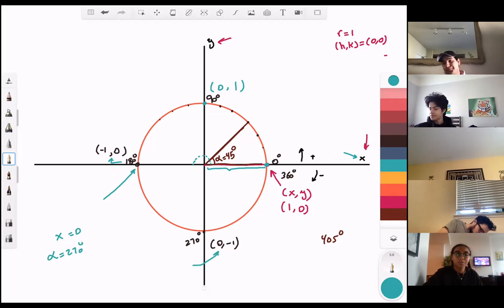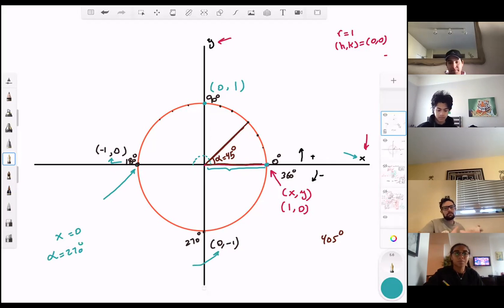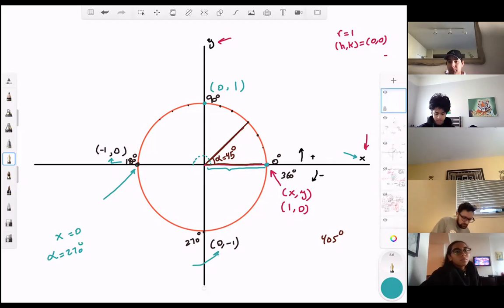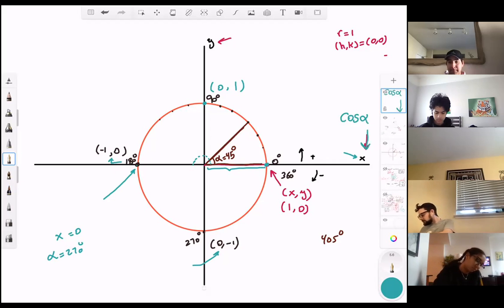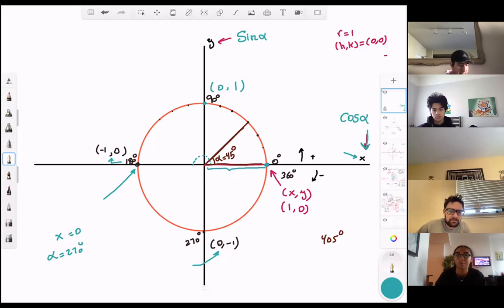So now you will learn about sine and cosine. This X here is cosine of alpha. So we are defining it. Don't freak out. When I say it, you will learn X equals cosine of alpha. What is Y? Y will be sine of alpha. We are defining it. There is no proof for it.